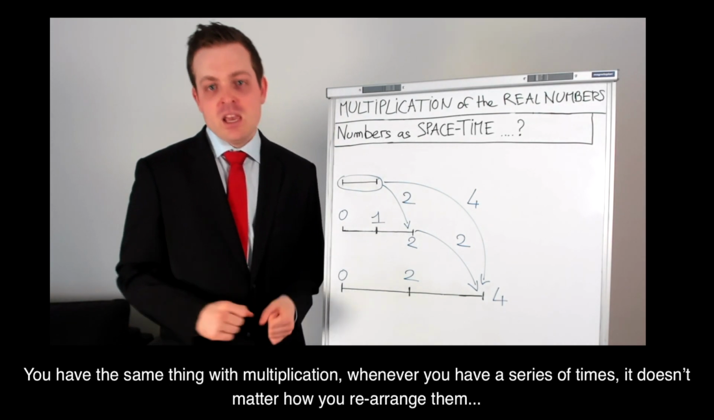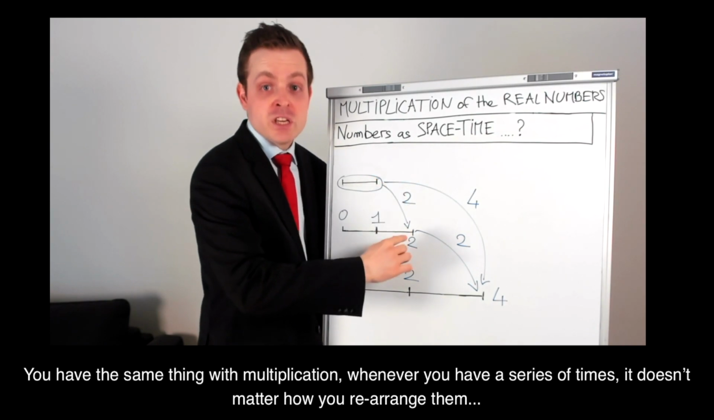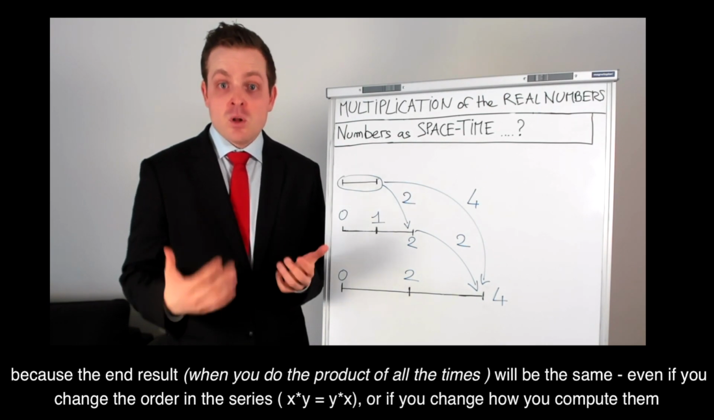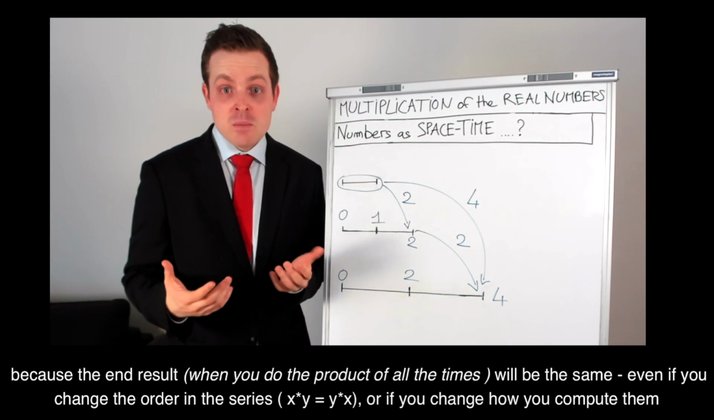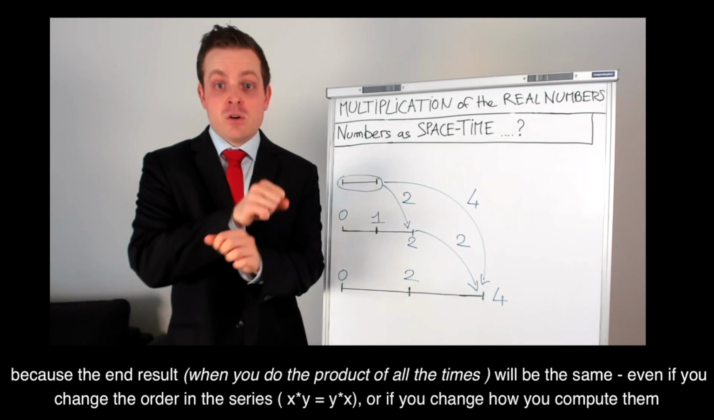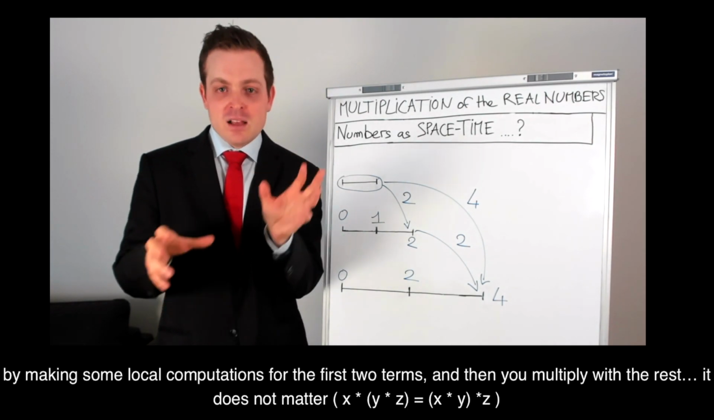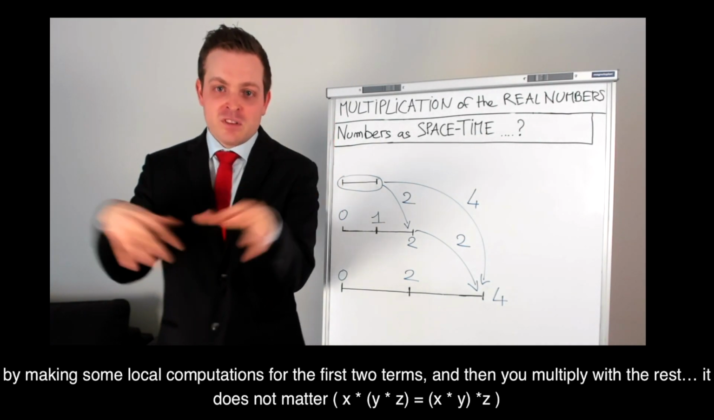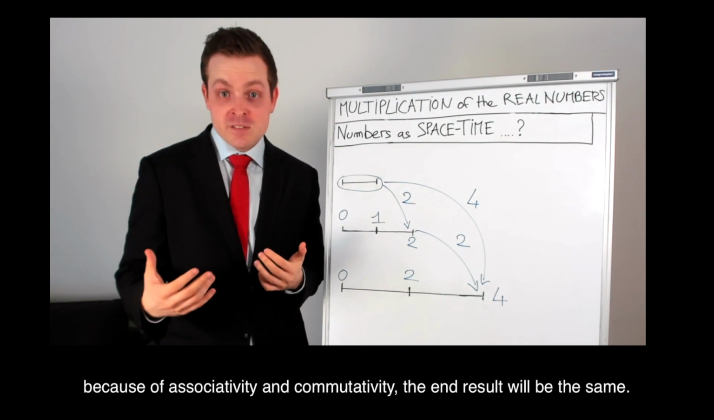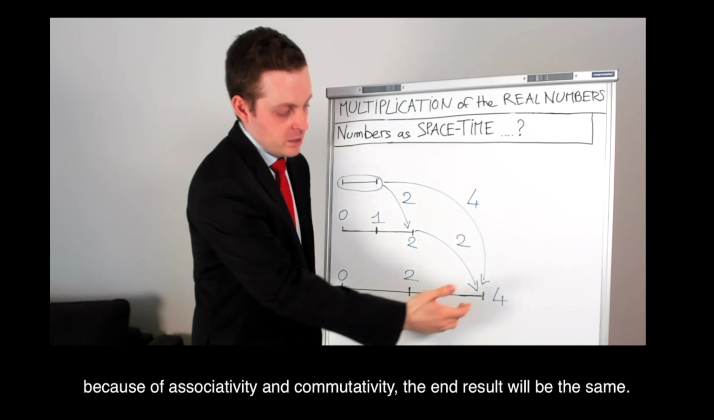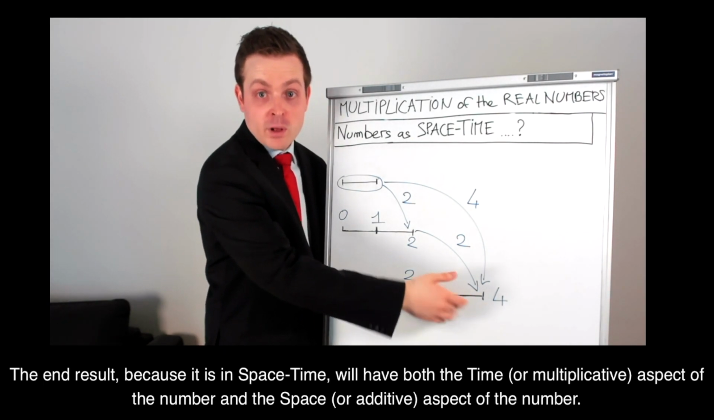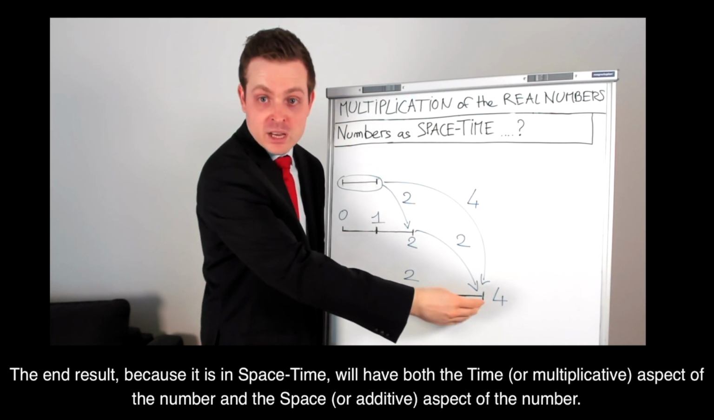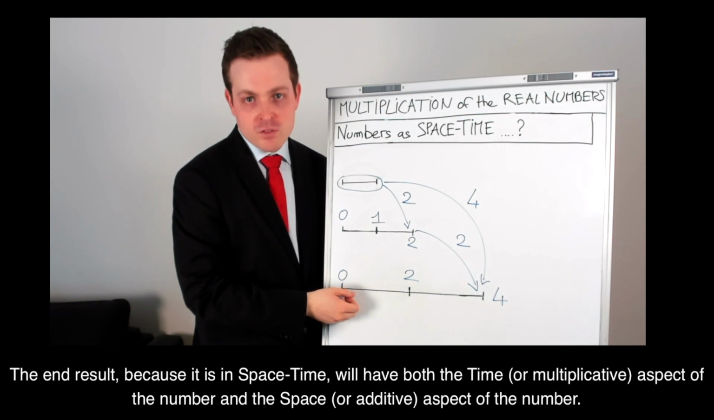And you have the same thing in multiplication, where whenever you have a series of times, it doesn't matter how you rearrange them, because the end result, when you do the product of all the times, will be the same, even if you change the order in the series, or even change how you compute them by making some local computation for the first two terms, and then multiplying with the rest. It doesn't matter. Because of associativity and commutativity, the end result will be the same, and because it is in space-time, it will have both the time aspect, the multiplicative aspect of the number, and the space aspect, the additive aspect of the number.